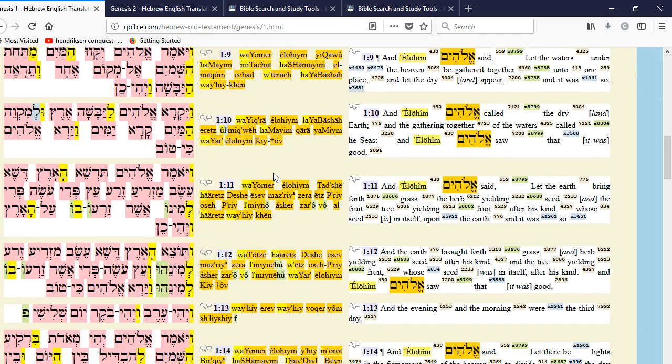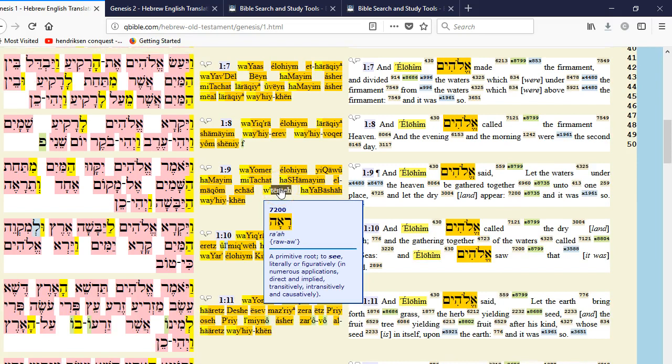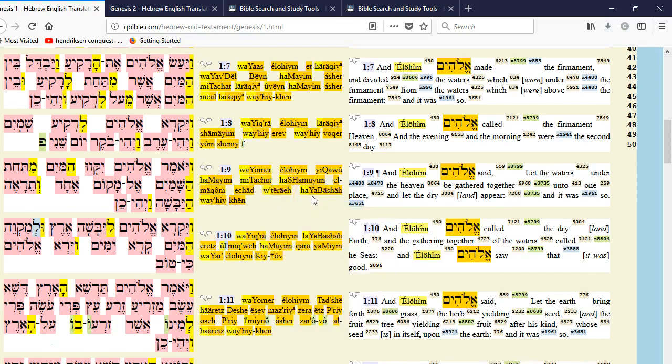So we've got to start in 1:9. And I'm going to be reading again. This is mostly King James, with Hebrew words added in wherever whoever designed this particular software decided that they should go. Reading this at Q Bible, the Hebrew translation portion of Q Bible, is helpful for the person who is trying to first acquaint themselves with the Hebrew.